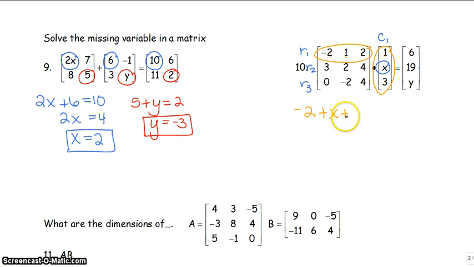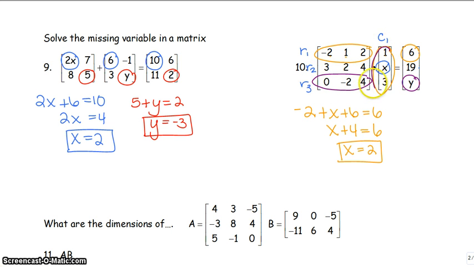2 times 3, which is 6. And row 1, column 1, we set that equal to 6. So we've got x plus 4 is equal to 6. Move the 4 over, and we find that x is equal to 2. Now when I'm solving for y, y's location is row 3, column 1. So I must multiply row 3 and column 1 together. I'm not going to have two variables because that x is really a 2 that we just found out.